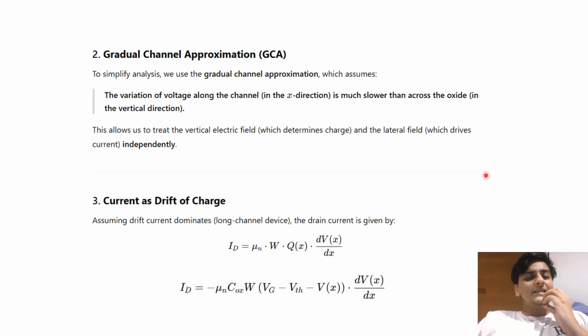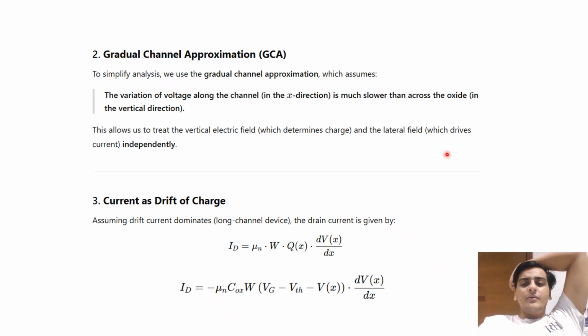Next thing we want to talk about is the gradual channel approximation, which basically says that the variation of the voltage along the channel is much slower than across the oxide. We're trying to say that we can treat this vertical electric field and this lateral field independently and kind of add their voltages in that sense. So that's the gradual channel approximation.